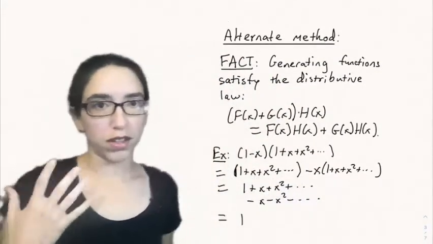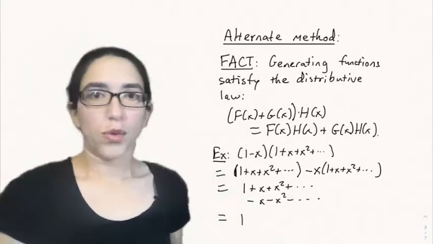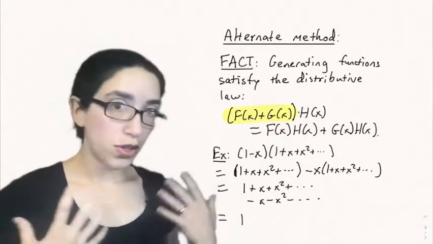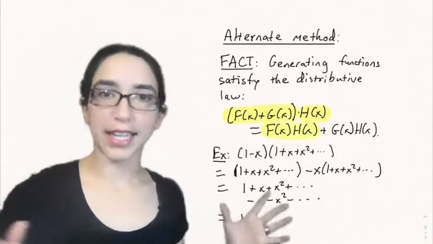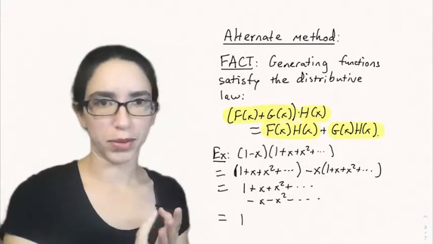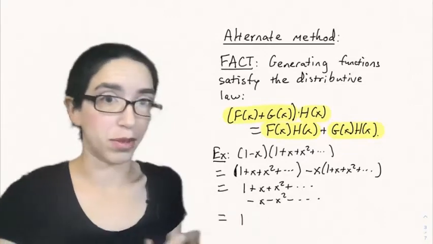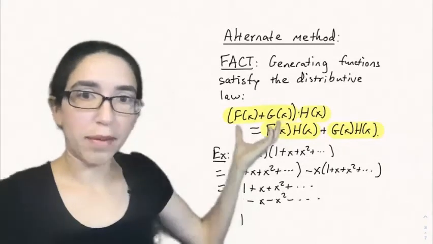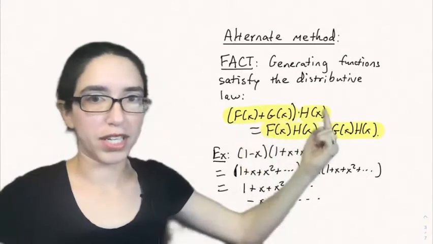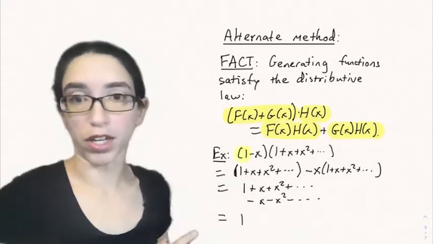Now I want to point out one method that could have actually simplified our computation above a little bit, which is that generating functions, with the addition and multiplication that we've defined, you can show that they satisfy the distributive law. And we're just going to take this as a fact for this course. In addition, addition and multiplication are associative and commutative, and they have all the nice properties you might expect. So what that means is that if you have f of x plus g of x times h of x, you can take f of x times h of x plus g of x times h of x. So it's the usual distributive law that works for polynomials.